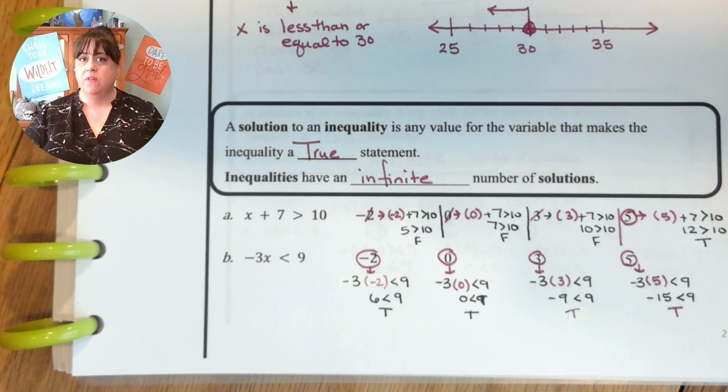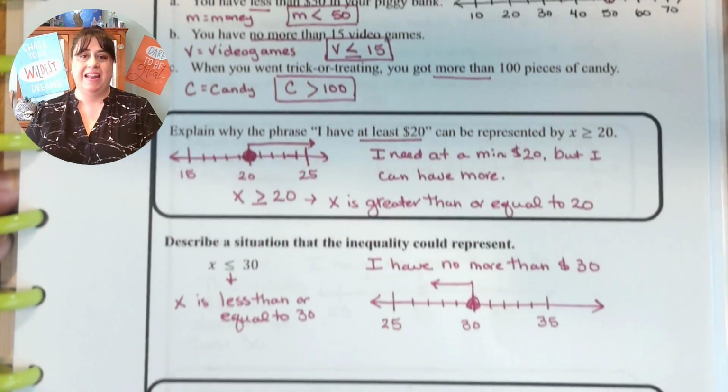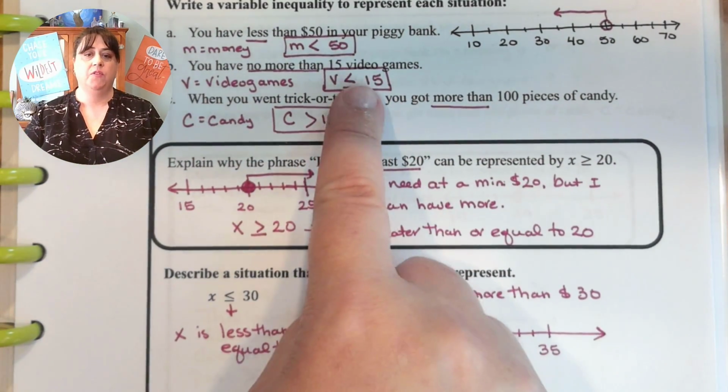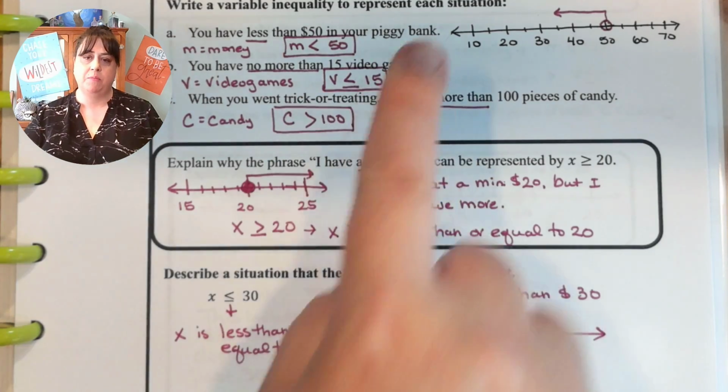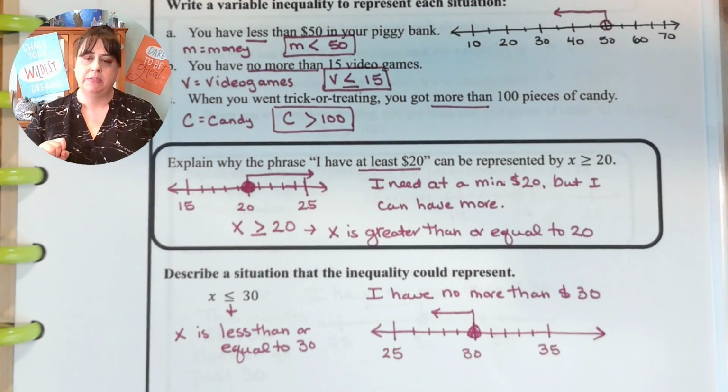There's a lot of work involved in them, but if you take your time to slowly, methodically work through them, you should understand them. What I want you to do for tonight is I want you to do the number lines for V is less than or equal to 15 and C is greater than 100. And remember, you don't have to start your number lines at 0. See how I didn't start them at 0 right there?